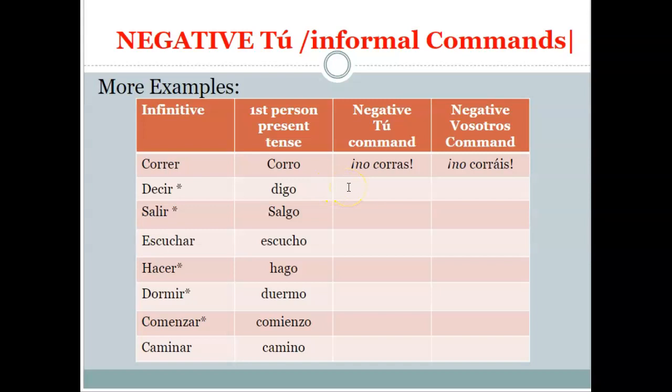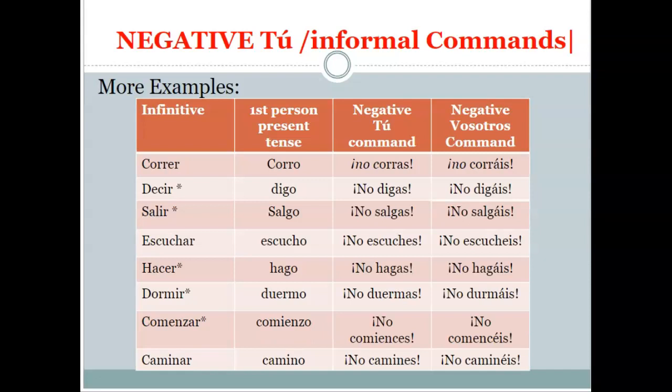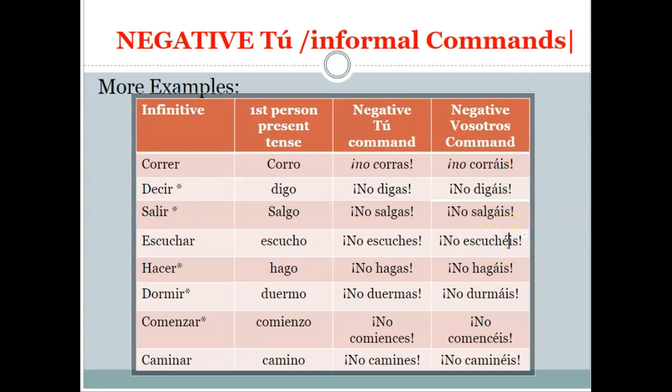So if I want to say don't tell, no digas. No salgas, don't leave. And then changing it to vosotros in Spain, no digáis, no salgáis. Escuchar becomes no escuches. Don't listen. Like, cover your ears. Cúbrete las orejas. No escuches. Don't listen. And then this one, oops, should have an accent here. No escuchéis.